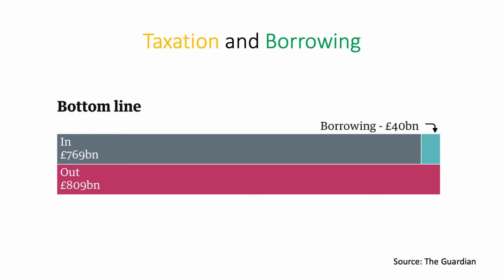This diagram here is a summary of the UK government's budgetary position in 2017. Government spending is shown in pink, and government revenue from taxation is shown in grey. Government borrowing is shown in blue. Outgoings, or government spending, totalling £809 billion, were financed largely through taxation, which was at around £769 billion. £40 billion of borrowing was used to make up the difference.